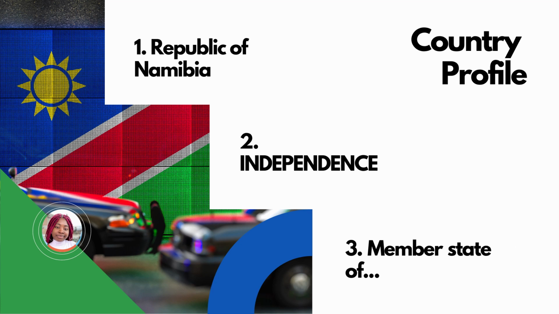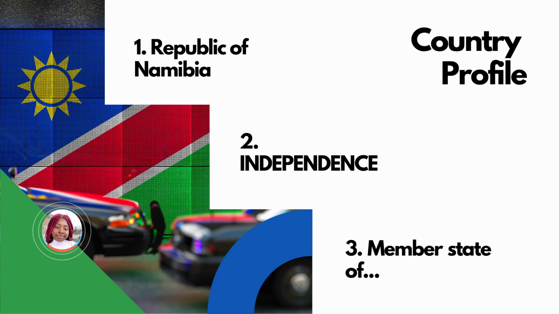Namibia is a deserted and diverse country in southern Africa. Namibia's territory is over 824,000 square kilometers with a population of about 2.3 million spread across 14 geographical regions of the country.